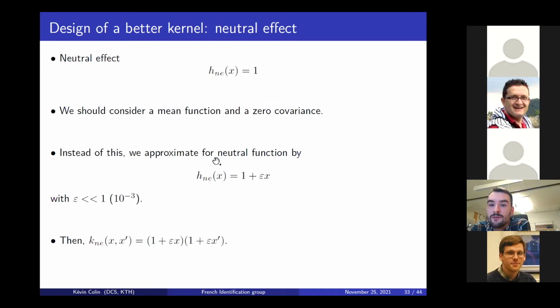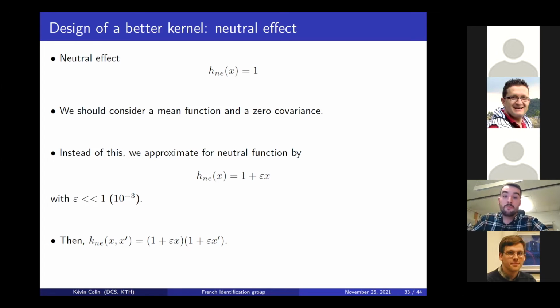And finally, for the neutral effect, this one is kind of complicated because modeling a constant function with a Gaussian process is not really a good idea when you consider a covariance function which is not equal to 0.